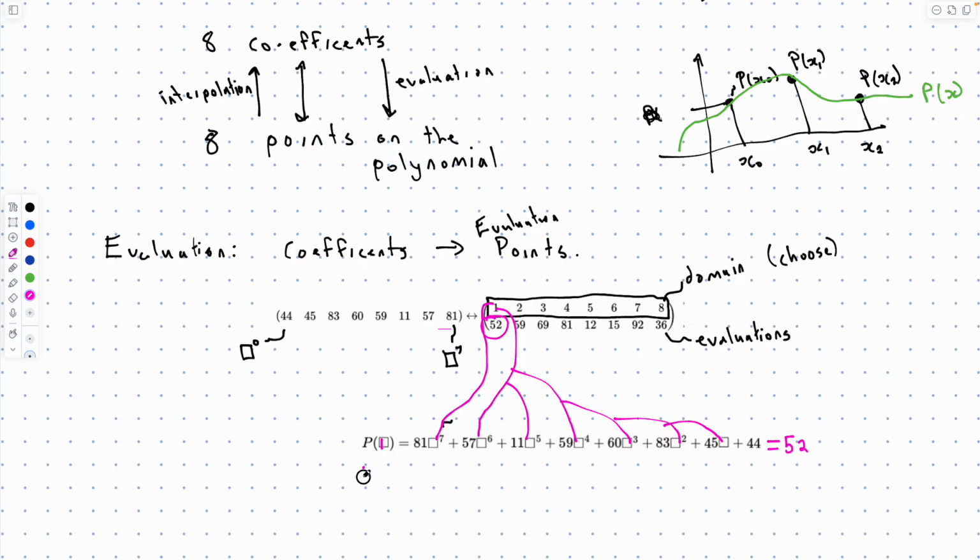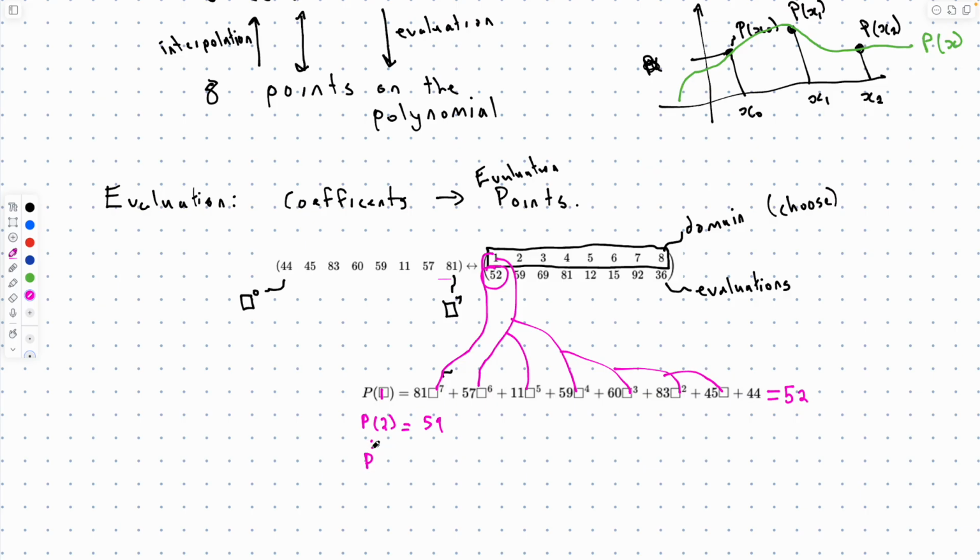If I want to know what the polynomial is at value 2, I do the same thing, except I put a 2 in every box, and then I add it all up, and the answer will be 59. And then I can keep going, and if I do P of 8, and I put an 8 into every box, then I get 36. And you can check the math in it. It's actually correct. It's not just made up numbers. So that's how I went from a set of coefficients to a set of evaluations.